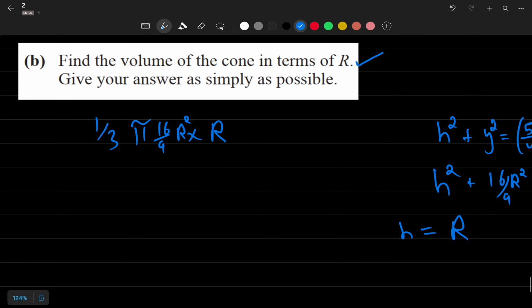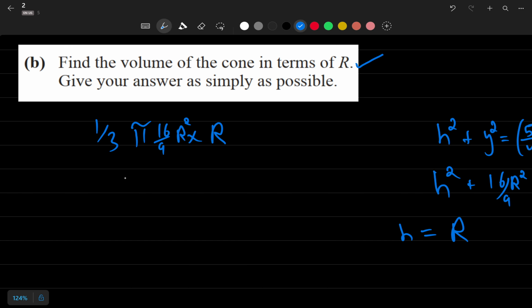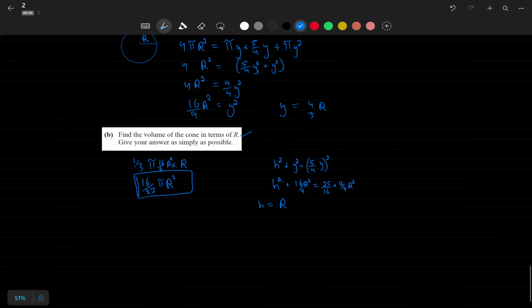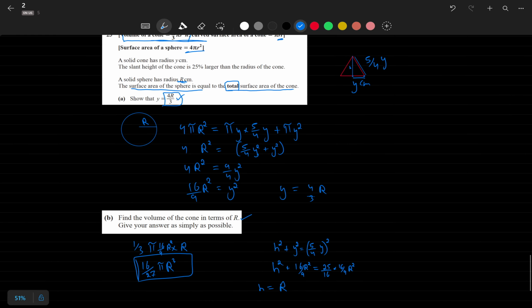So multiply 1 by 3 with 16 by 9, it gives you 16 by 27 pi r cube. Now this is your final answer for this B part. I hope this is clear up till here.